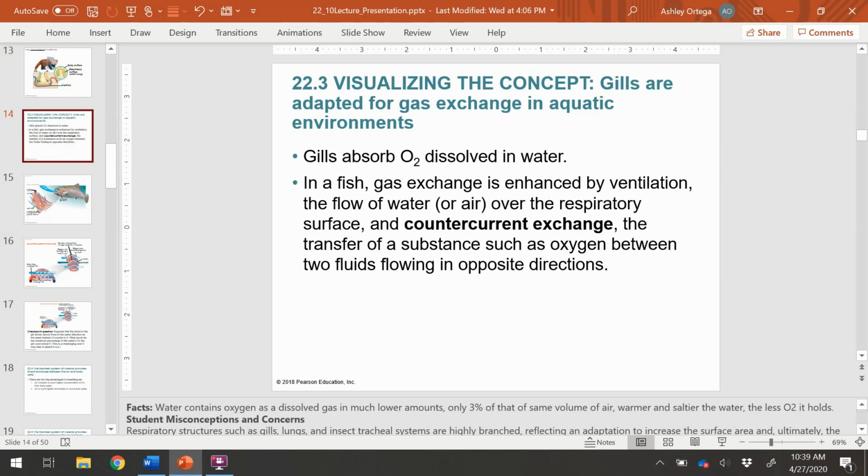So the flow of the environment over the respiratory surface is ventilation. And then countercurrent exchange is something that gills in fish will have. This is the transfer of a substance like oxygen between two fluids flowing in opposite directions. And so let's take a look at that a little bit more.